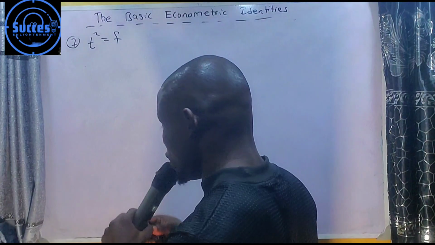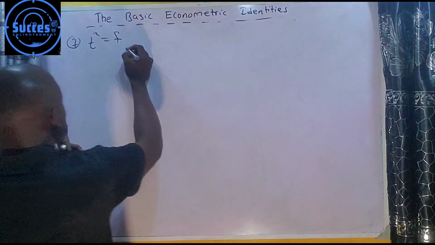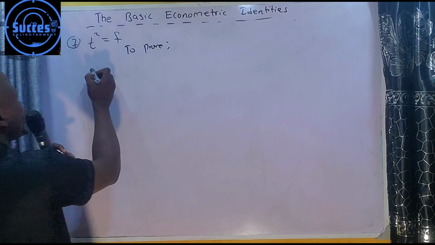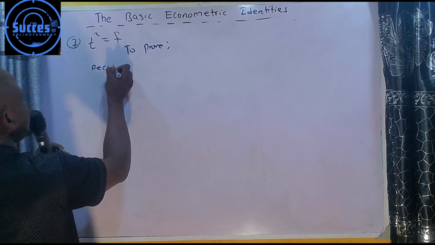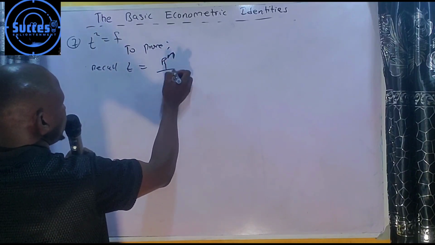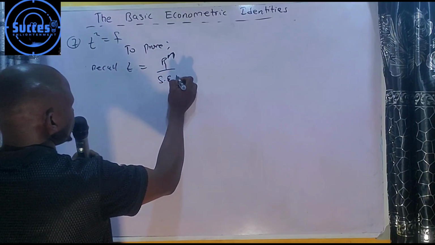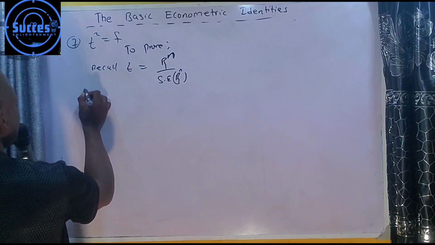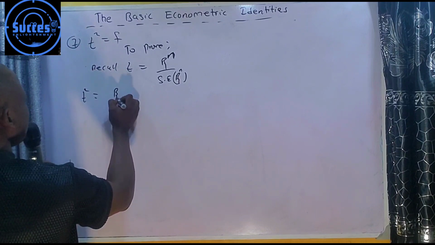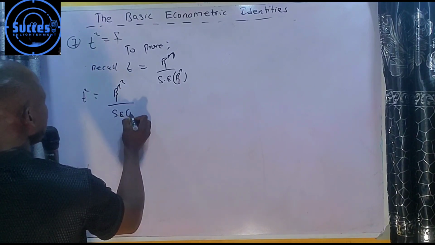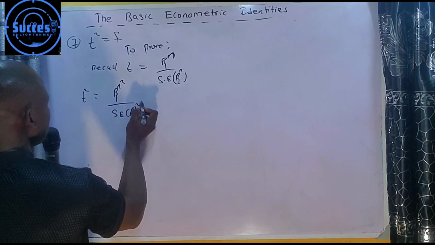So, alright, still the same procedure. The first thing, we state our motivation: to prove. So we have to recall what is our t square. Recall what is our t. Our t is beta cap all over the standard deviation of beta cap. So what then is t square? Our t square will be beta cap square all over the standard deviation of beta cap square.